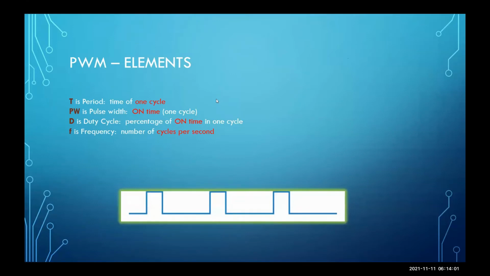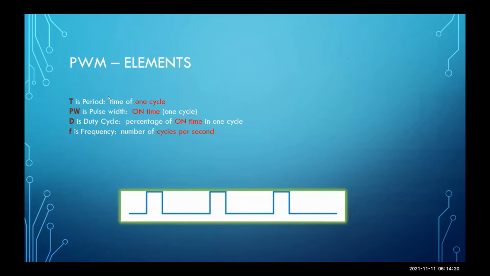So what we are looking at is the PWM signal elements. There are a couple of elements that we need to consider when it comes to PWM signal. What are they? Time. So what is time? Time is a period, the time of one cycle. We will be looking at each one of them.